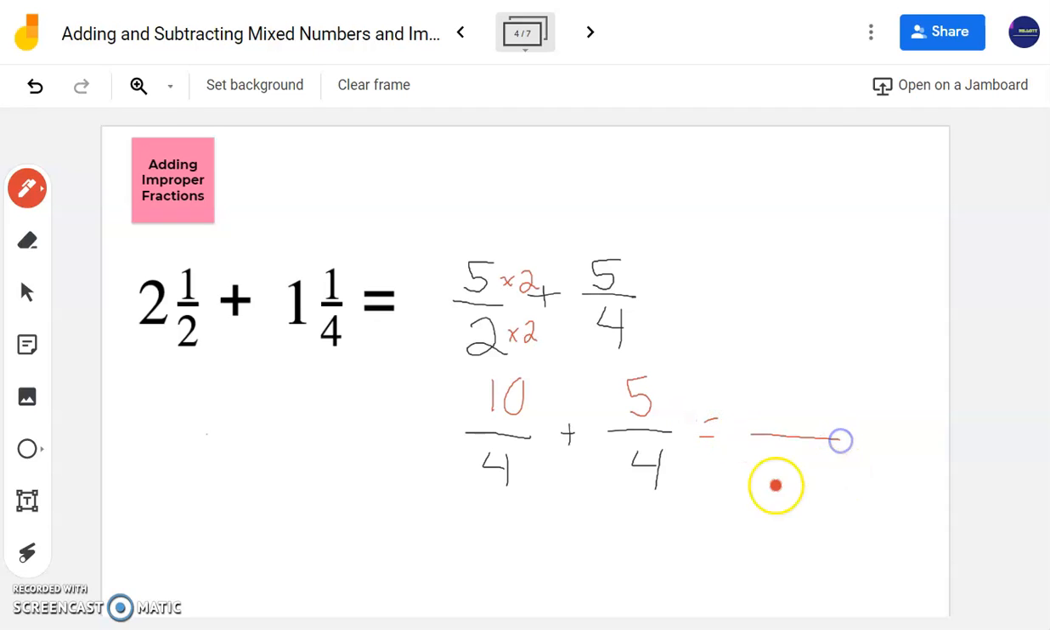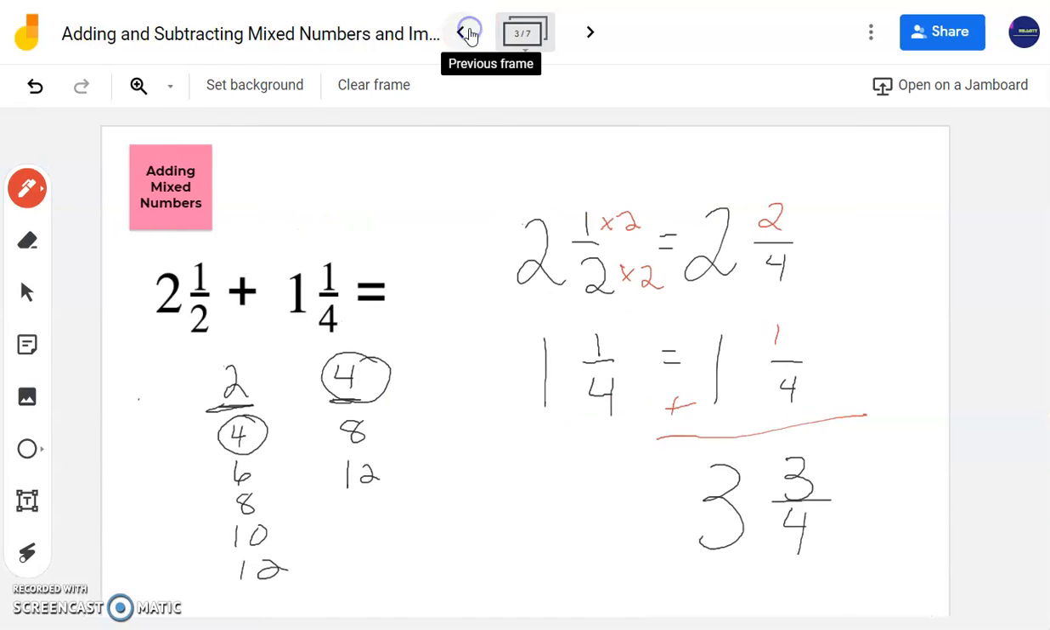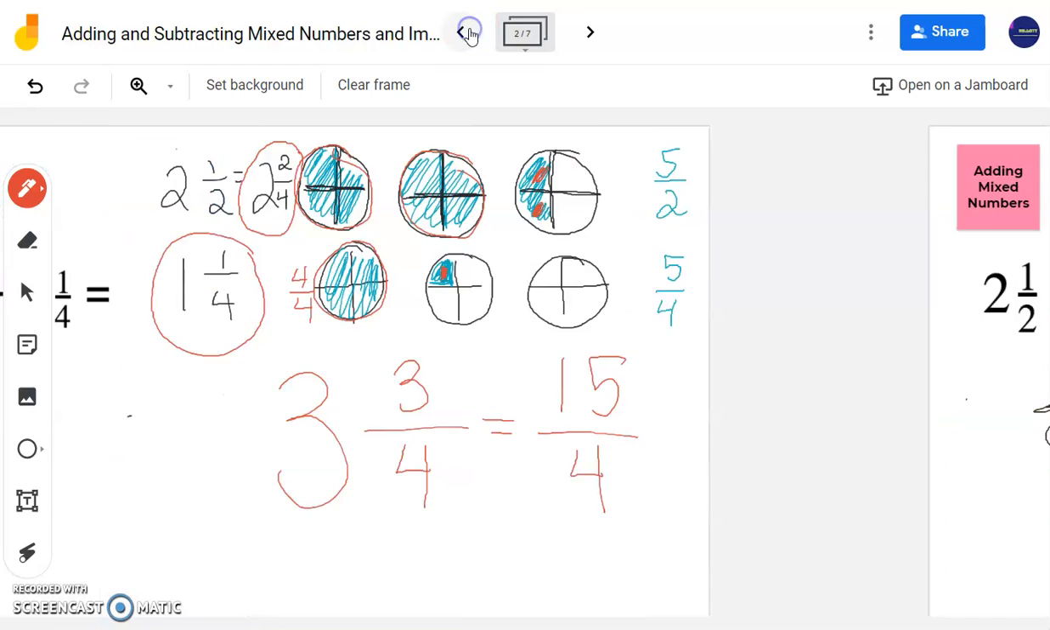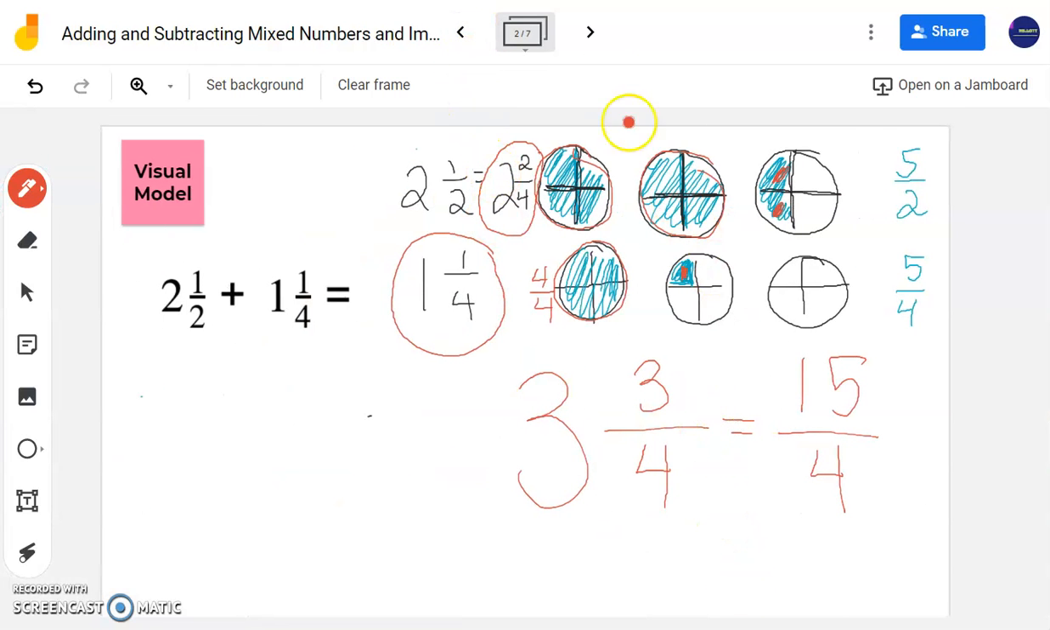Now I recognize my denominators are exactly the same. That's great. We need that before we add. And now I look at my numerators. 10 plus 5 gives me 15. Now notice this is the exact same answer. 15/4 is equivalent to 3 3/4, and we proved that in this problem using the visual model. That's telling me that I solved this problem correctly.